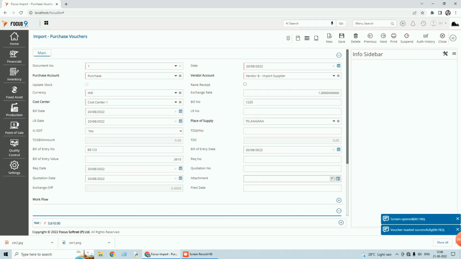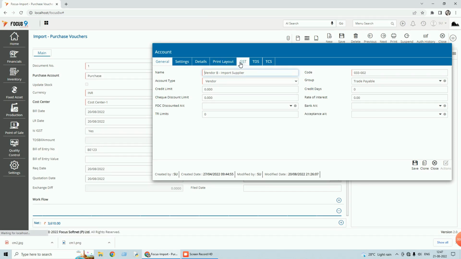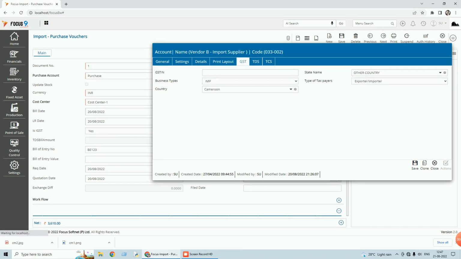This import purchase I have done from vendor B, who is my import supplier. You see place of supply will be Telangana only because the goods are coming to Telangana. Please don't get confused about place of supply, because this supplier is in another country. If I show you his country, what country we have set in the GST, he is in Cameroon. Here the type of taxpayer should be exporter or importer. For any import supplier you have to set this type of taxpayer as exporter or importer. This is how you have to set it.